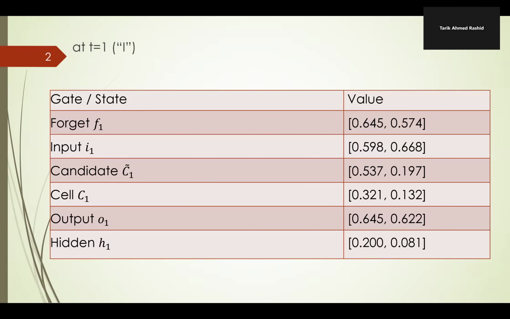So this is what we had, the output of the second part, where we entered "I." These are the outputs of the forget gate, input gate, candidate C tilde 1, cell C1, output 1, and hidden.